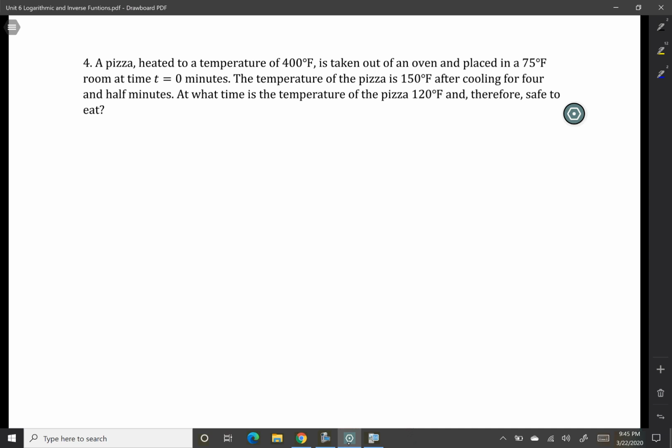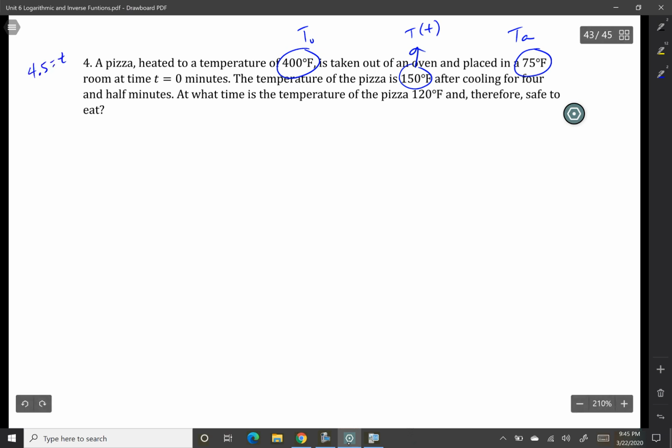All right, so hopefully you paused the video. So it says the heated temperature of a pizza starts at 400 degrees. That's your initial temperature. And then it's placed in a room that's 75 degrees. That's the ambient temperature. It then says the temperature of the pizza is 150 after cooling for 4.5 minutes. All right, so that's your temperature after time. And 4.5, just write that over on the side, is your t value. So using all that given information, you can figure out the k value.